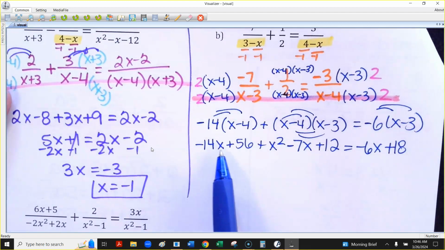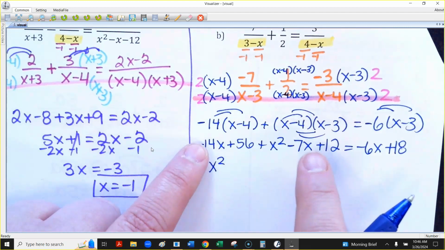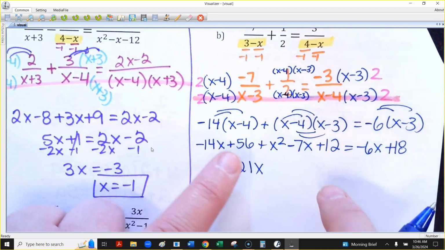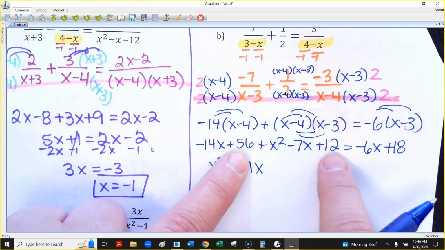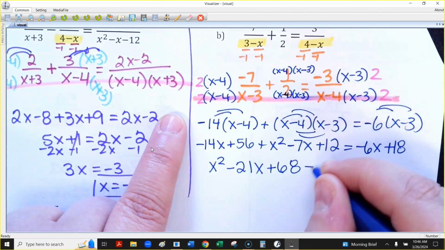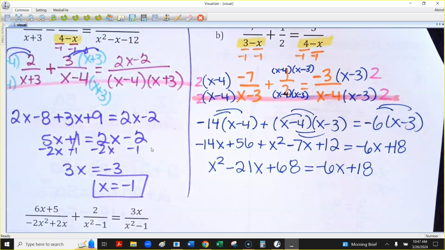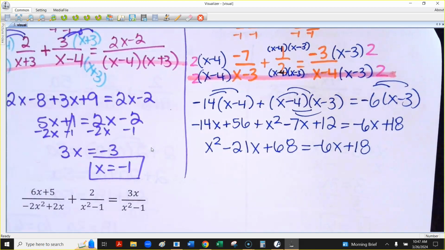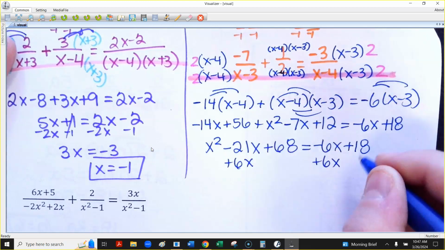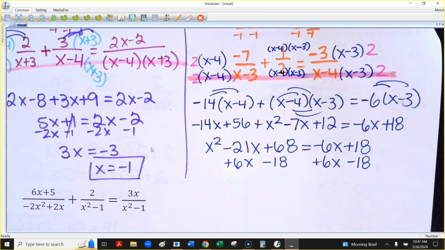All right, I only have an x squared here, just one of them. Negative 14 and negative 7 would be negative 21 x's. I have a 56 and a 12, so 56 and 12 is going to be 68. And then on this other side, I had negative 6x and 18. If you end up with a quadratic, which we're going to have here, we want to set it equal to 0. So I'm going to add 6x, and I'm just going to subtract the 18, right in the same step. And I promise if you get a quadratic, it'll be factorable.